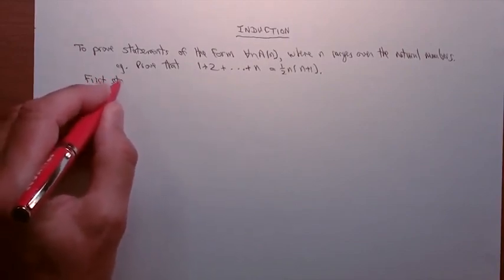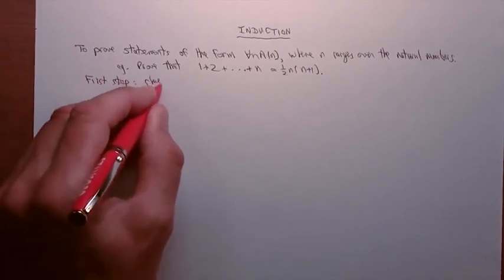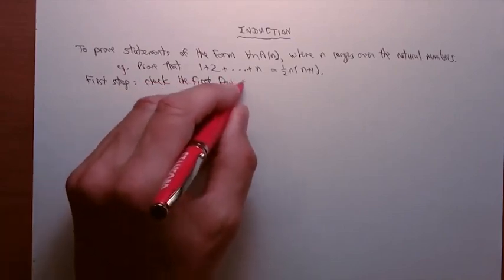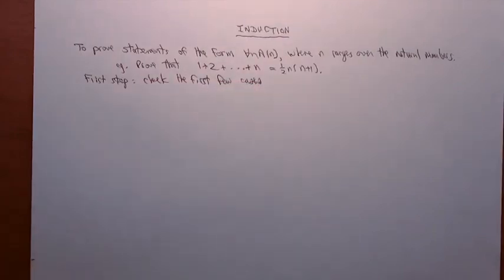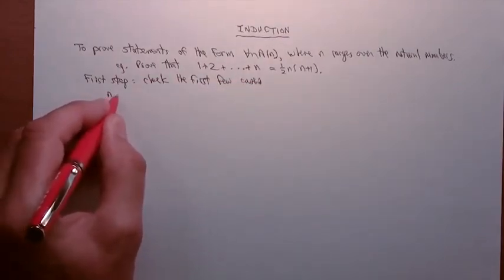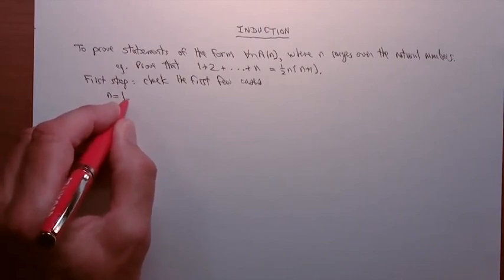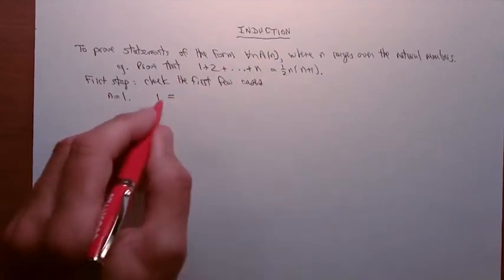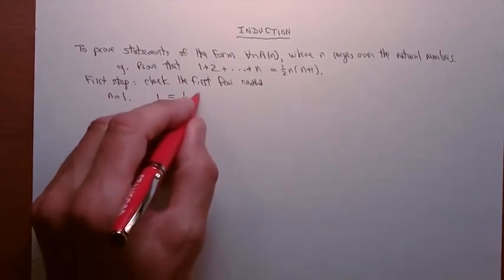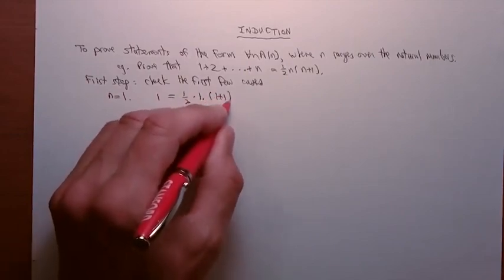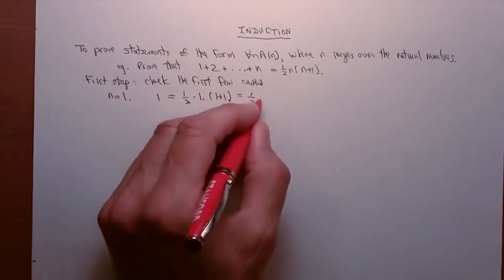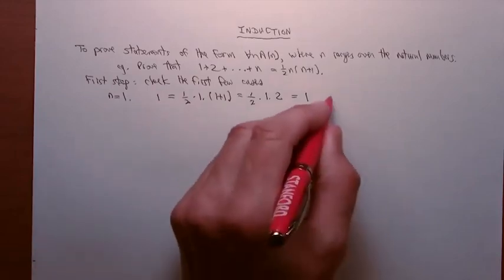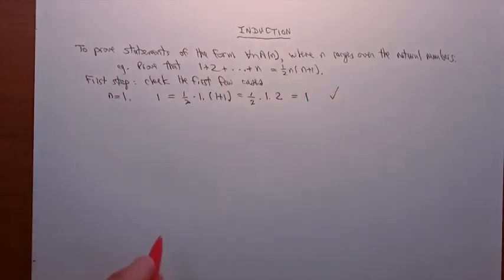Well, if you're meeting this problem for the first time, a smart thing to do is to begin by checking the first few cases, just to see if it's true for the first few cases, and to try and get a sense of what's going on. So, if n equals 1, what do we get? Well, then we've just got 1 here, and putting n equals 1 into the formula, we have a half times 1 times 1 plus 1, which is a half times 1 times 2, which is 1, and indeed 1 equals 1. So it's true in the first case.